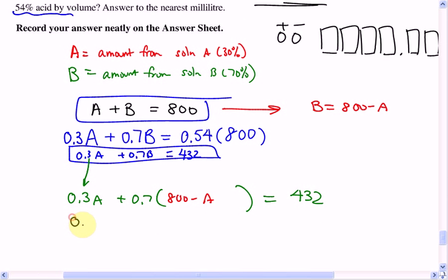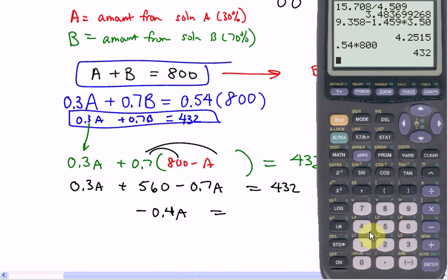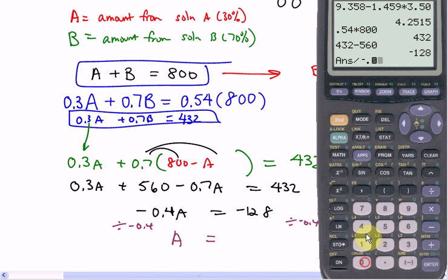Go ahead now and solve. I will distribute. I think that's 560. That's 0.7A. That's 432. 0.3 minus 0.7 is negative 0.4A. 432 minus 560. Help, help, help, my brain hurts. Calculator to the rescue. Negative 128. How do you solve for A? Divide both sides by negative 0.4. Help, help, help. Let the calculator do its magic. Oops. I put in too many decimal places.